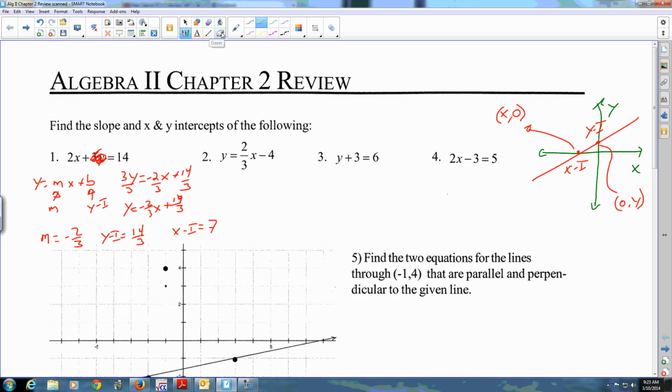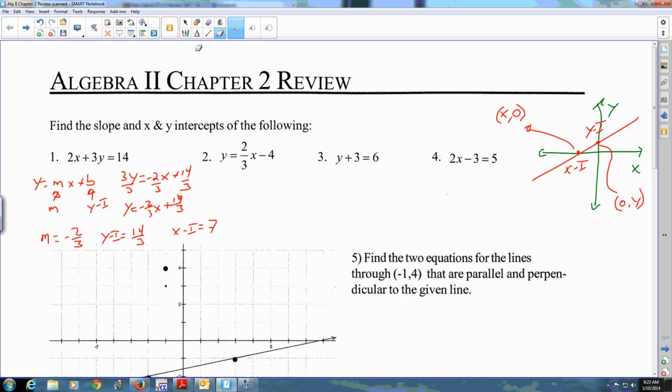Now this will also work if you didn't want to read out the y-intercept right here. It'll also work finding the y-intercept by using this idea. When you have a y-intercept, your x is 0. 2 times 0 is 0, so this is gone. Divide by 3 and you get 14/3. Okay? So when you have an equation like this, that's how you can find your x and y-intercepts.